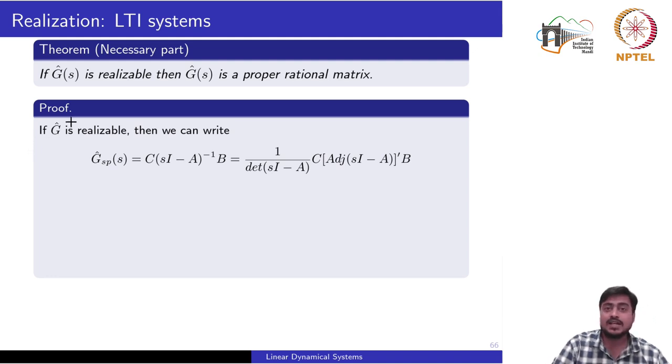So we already assume that G hat of s is realizable. If G hat is realizable, then we can write it in this form. Let's denote this G hat underscore SP, where I have not included the D matrix. Without the D matrix, we define the transfer function, and we call it SP. I can define the inverse of sI minus A as the ratio of the adjoint of sI minus A transpose divided by the determinant of sI minus A. Since it is a polynomial, I can commute.